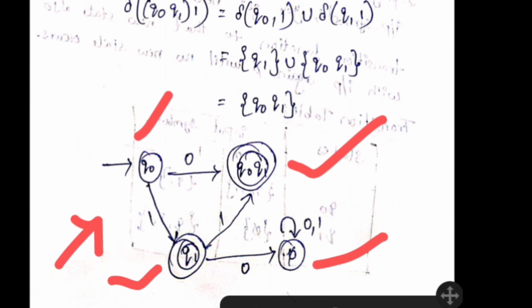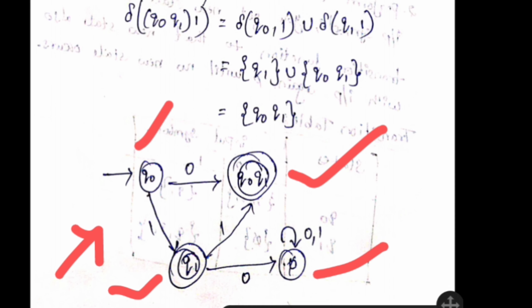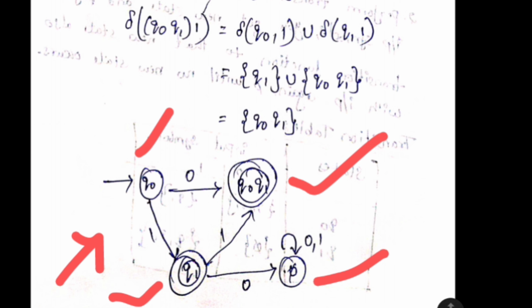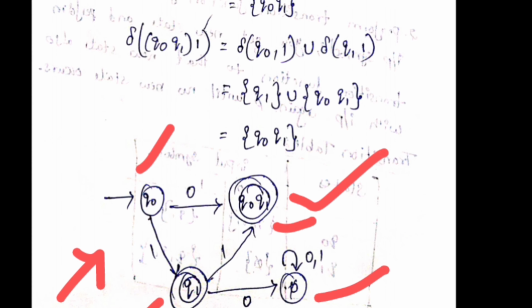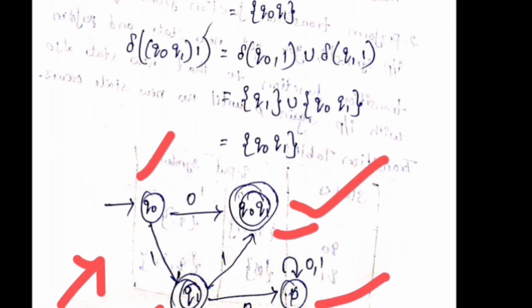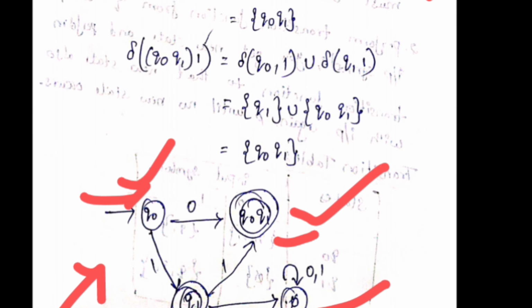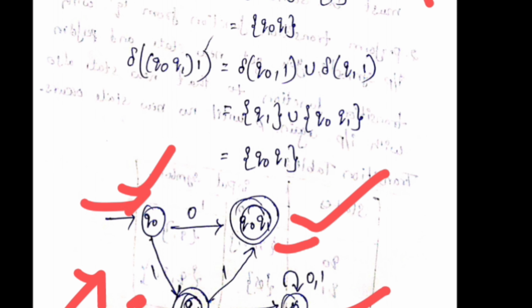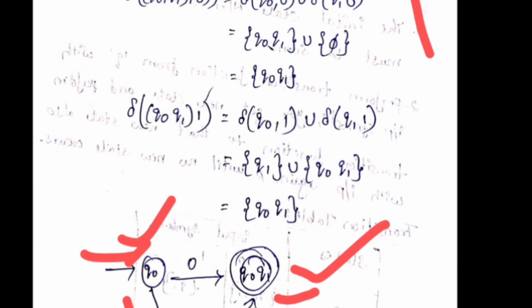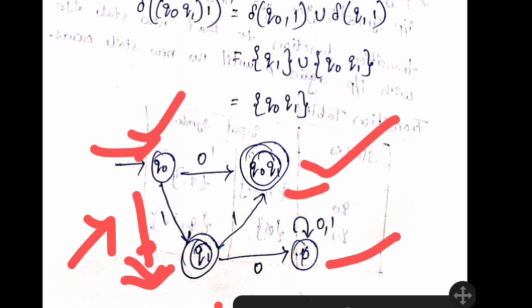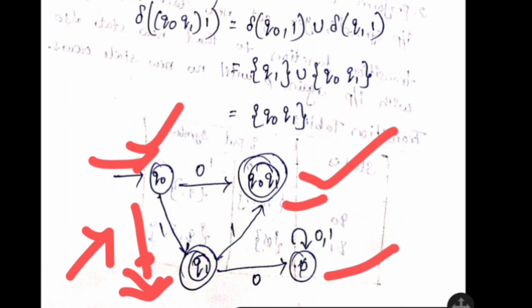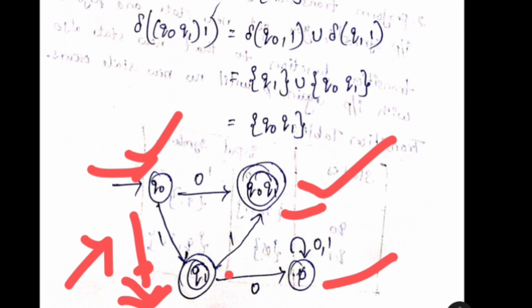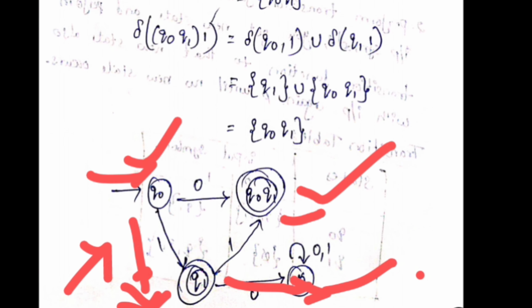See, Q0 with input symbol 0 moves towards Q0 and Q1. Next, Q0 with the input symbol 1 moves towards Q1, so we need to draw Q1 here. Okay. Next, Q1 with input symbol 0 moves towards phi. So we have taken phi here.